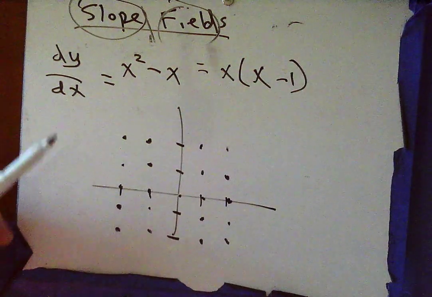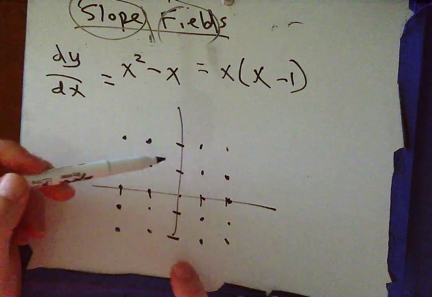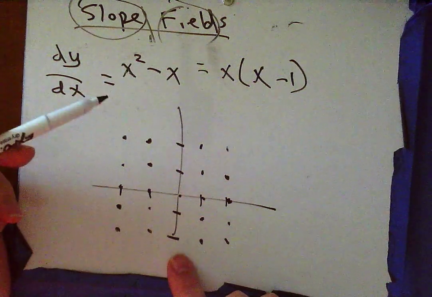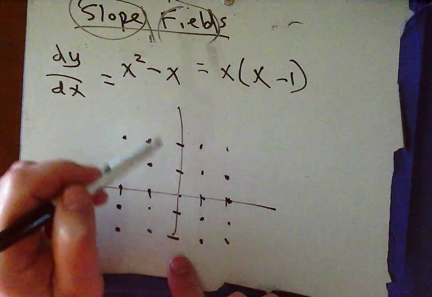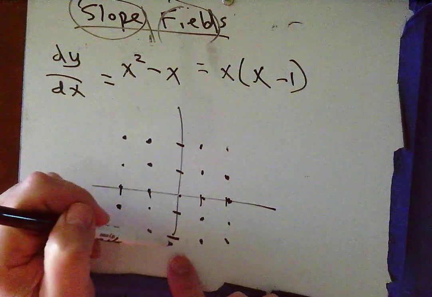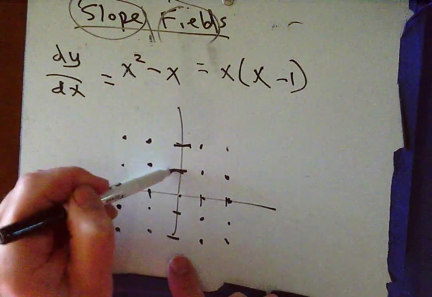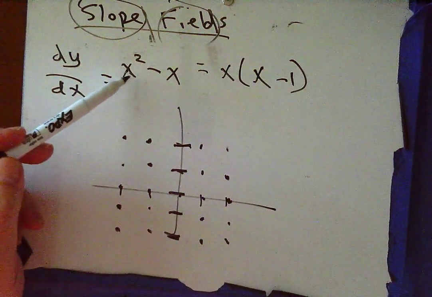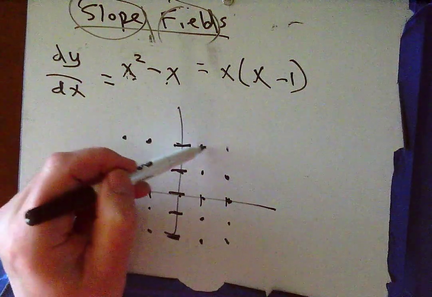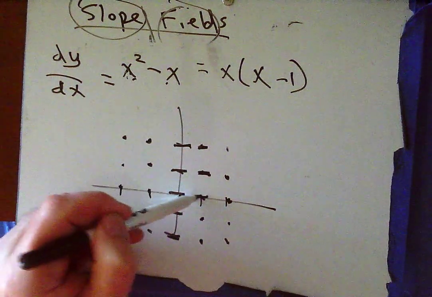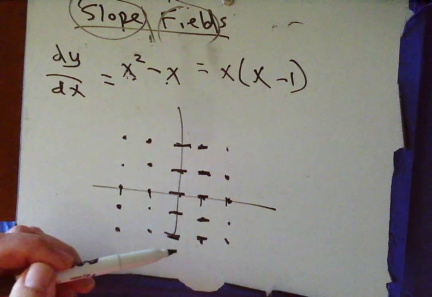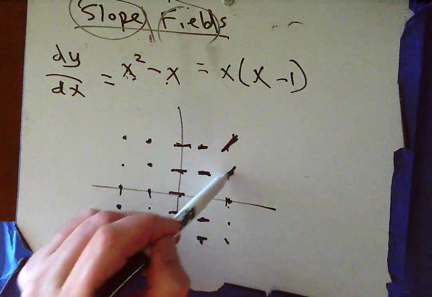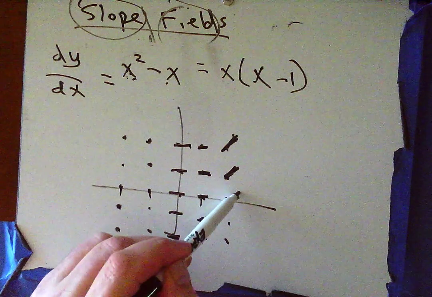Okay, so let's start. If I plug x equals 0 in, I get 0 minus 0 is 0. So every place x is equal to 0, that's on the y-axis, the slope will be 0. Now, what about if I plug in a 1? Well, isn't that interesting? 1 minus 1 is going to be 0. And so I get another 0 slope here. And if I plug in a 2, 4 minus 2 is 2. So I draw little segments that look like a slope of 2.